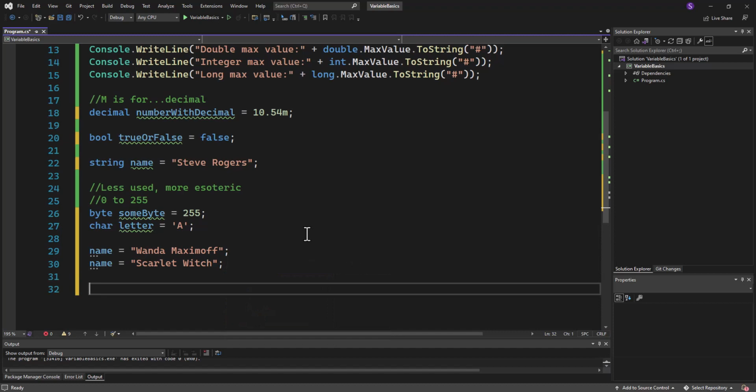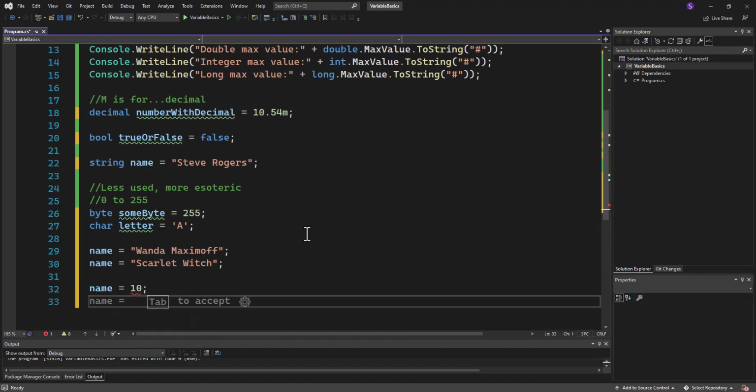I can't change it to an integer. I cannot do name equals 10. All right, the compiler will give me an error noted by these red squigglies. I'll hover over it: cannot implicitly convert type int to string. What this means is name is a string, but you're telling me it's equal to an integer. Those two things don't match. Strings and integers are of different types. They cannot go together.